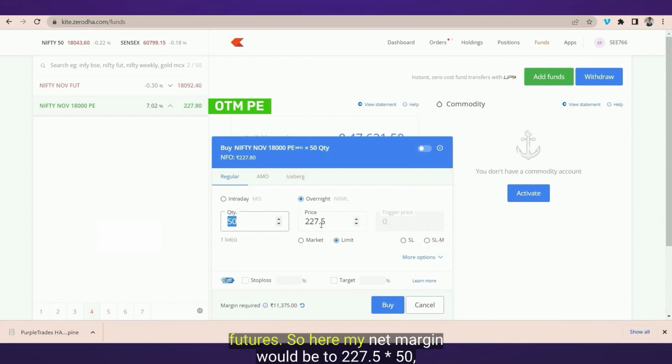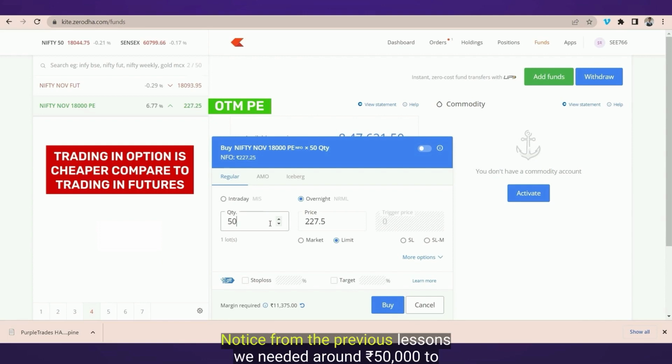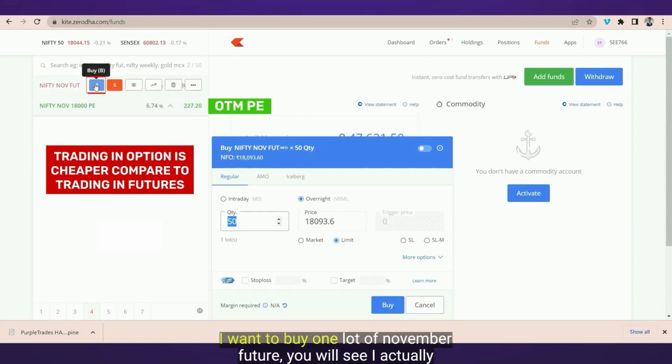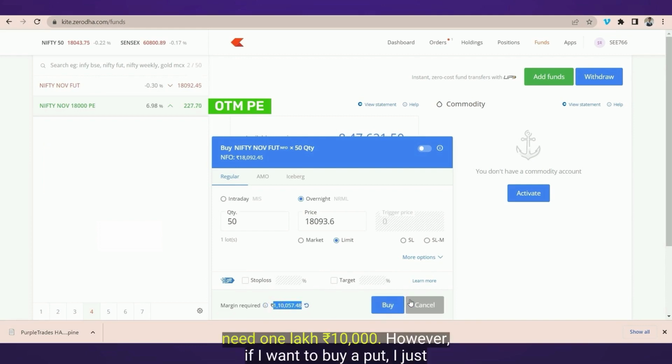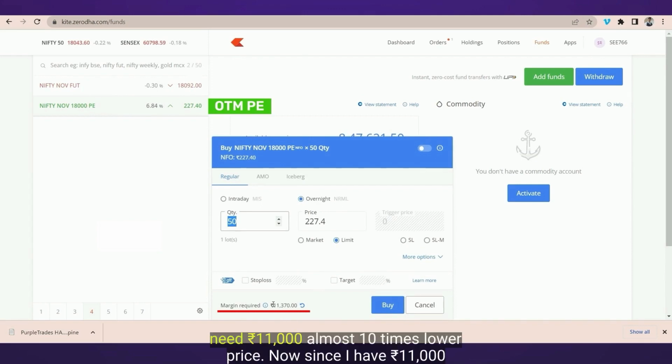Here my net margin would be 227.5 into 50, that is a total margin of only 11,000 rupees. So trading in options is very cheap compared to trading in futures. In futures, as you noticed in the previous lessons, we needed around 50,000 rupees to buy one lot of future. In fact, I'm just going to show you. If I want to buy one lot of November future, you will see I actually need 1,10,000 rupees. However, if I want to buy a put, I just need 11,000 rupees, almost 10 times lower.